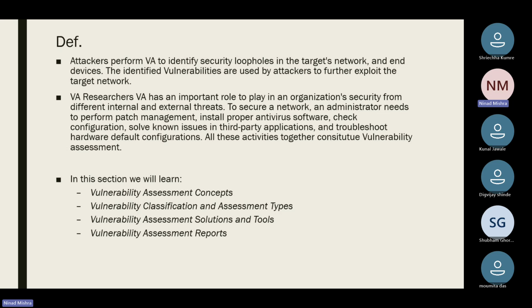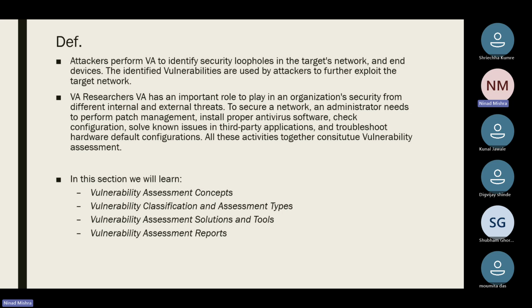They'll try to find loopholes in the systems and in the network. Over here it is mentioned that attackers perform VA to identify security loopholes in the target network and end devices. The vulnerabilities they identify are used by attackers to further exploit the target network. The attacker will try to use vulnerability assessment to his advantage to find any loopholes. The same thing the VA team will do. So VA researchers have a very important part to play in an organization's security from both internal and external threats. To secure any network, an administrator needs to perform patch management, install proper antivirus software, check configuration, solve known issues in any third-party applications, and troubleshoot hardware default configurations. All these activities together constitute vulnerability assessment.